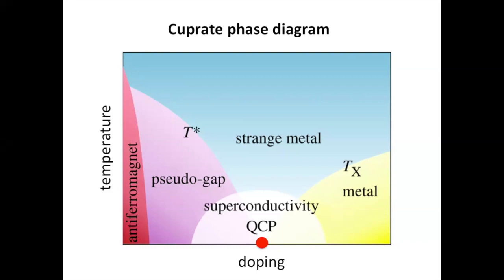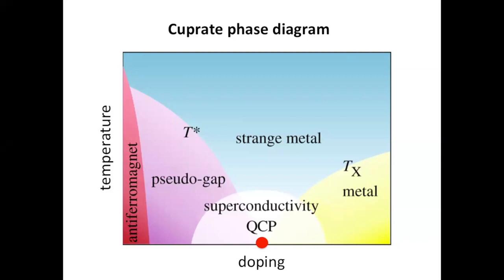That part is accessible with Monte Carlo because there's no sign problem. Once you start to dope away from half filling, that's where the really interesting stuff happens in the cuprates, but that's also where the Monte Carlo calculations become hard because of the sign problem.